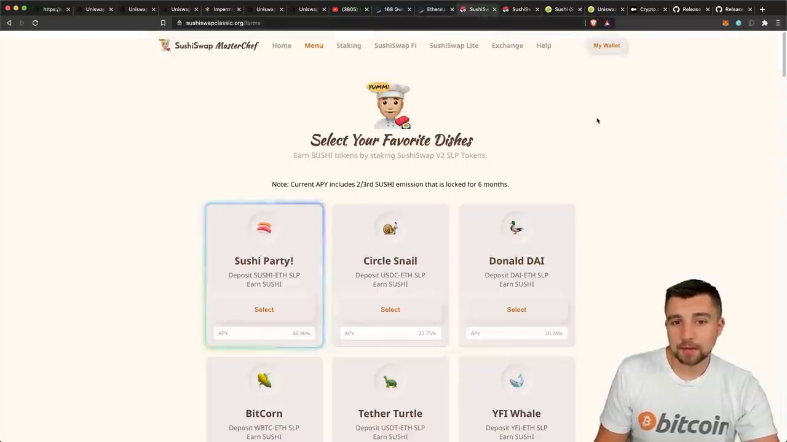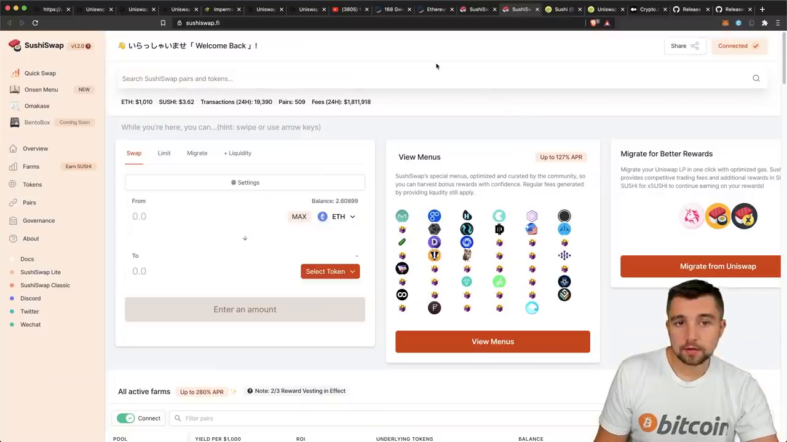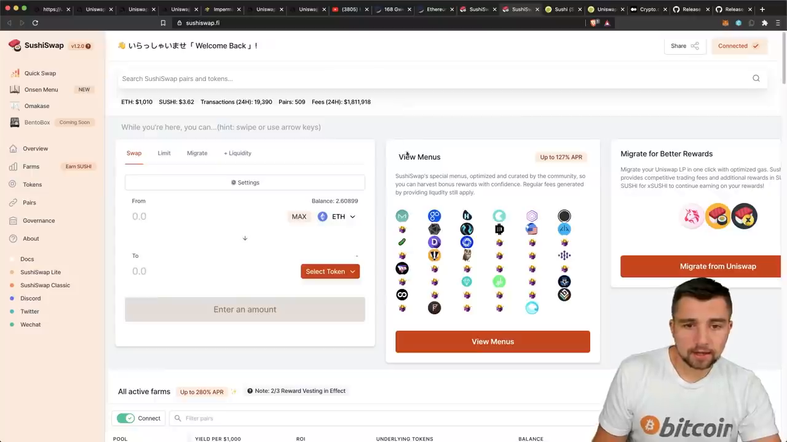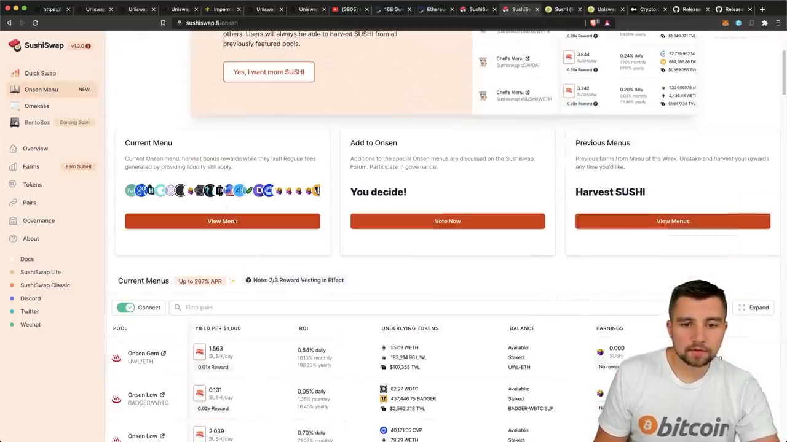And keep in mind, Uniswap has competitors. This is the SushiSwap Classic. They now have a nicer rebrand, right? And they have SushiSwap Fi. Basically, they are a decentralized exchange, and they want the usage. And what they do is they offer you incentives.